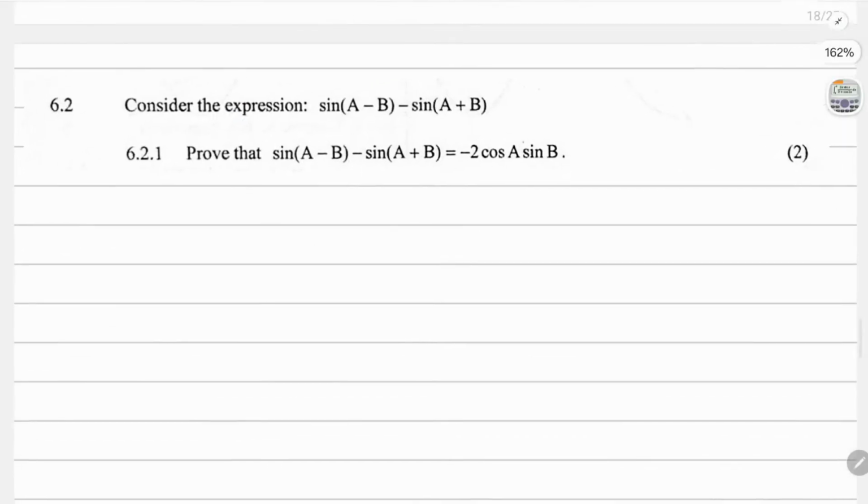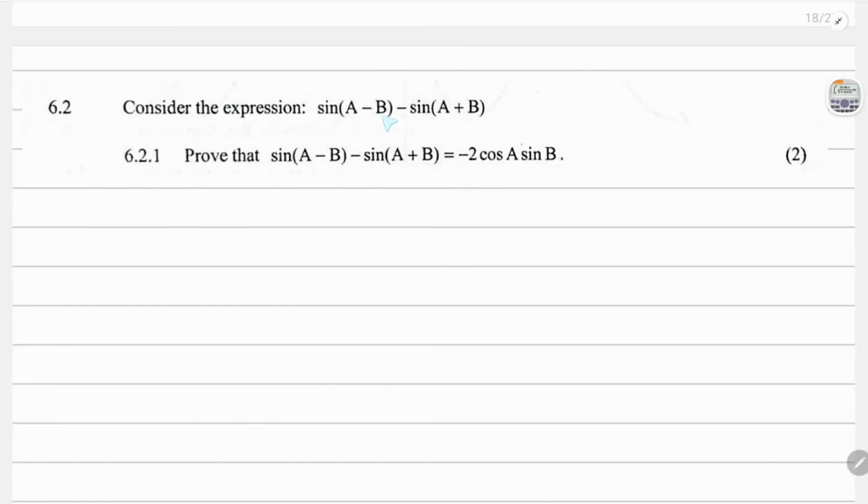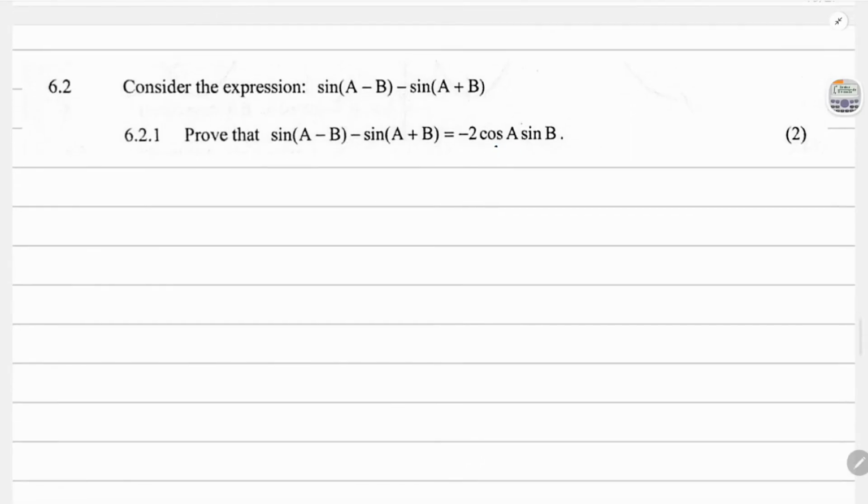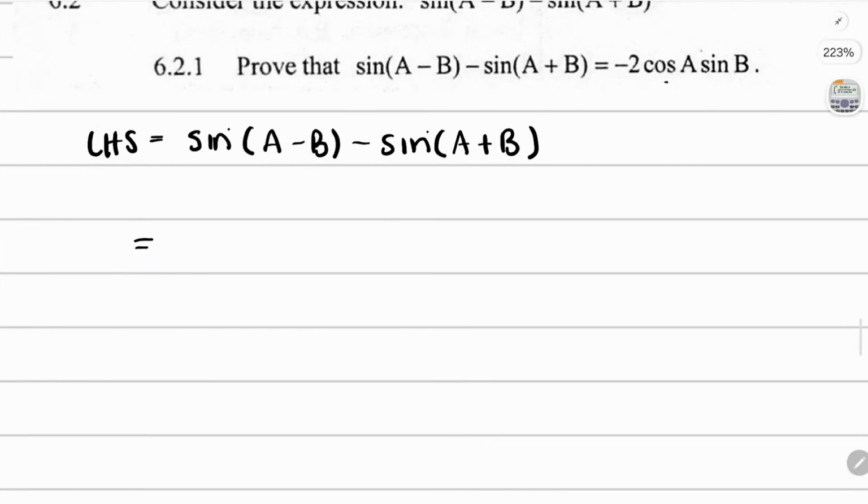The next question, 6.2, says, consider the expression sine A minus B minus sine A plus B. Okay, 6.2.1 says, prove that sine A minus B minus sine A plus B is equal to negative 2 cos A sine B. So they just want us to prove this identity. Okay, so we're taking the left hand side and let's rewrite that. So this is equal to, and it's going to be sine A, using the compound angle rule there. The expansion for that would be sine A cos B, and then the sign stays the same. Then cos A sine B.